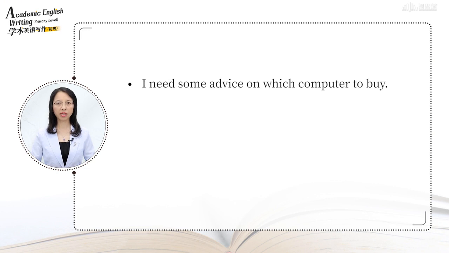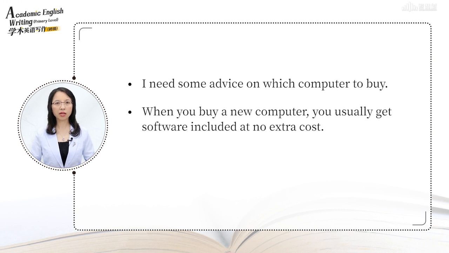I need some advice on which computer to buy. When you buy a new computer, you usually get a software included at no extra cost. The first sentence contains one clause, and the clause has a subject I and a verb need. It is an independent clause. In the second sentence, there are two clauses. When you buy a new computer is a clause, and you usually get a software included at no extra cost is another clause. The former is a dependent clause, and the latter is an independent clause.